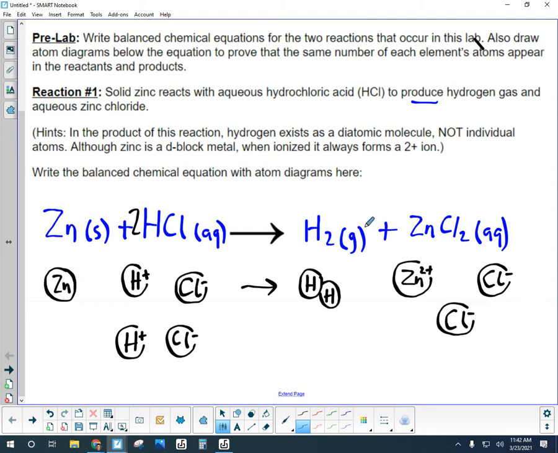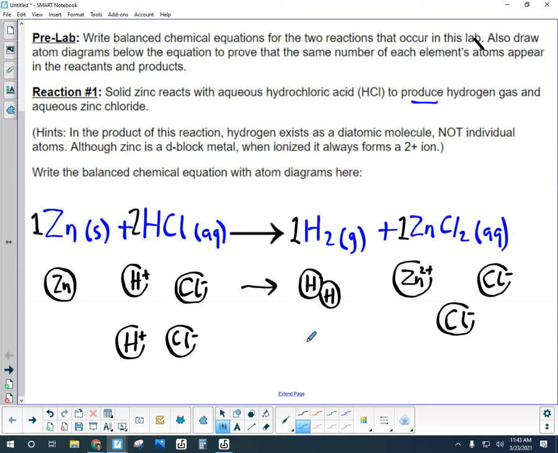The zinc is still over here. A 1-to-1, 1 zinc became a zinc ion. It's still a zinc atom, it's just carrying a charge. And my 2 chlorides are still hanging out here in the ZnCl2 aqueous. So this is the balanced chemical equation. And although we don't normally write it, we are implying that there's a 1 here, a 1 here, and a 1 here. Okay, so that's the balanced equation for the first reaction.